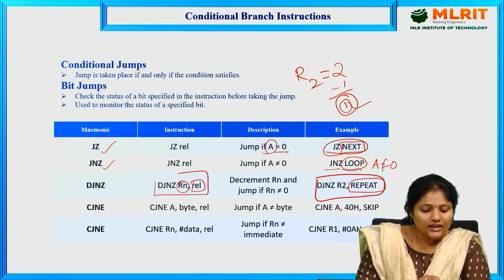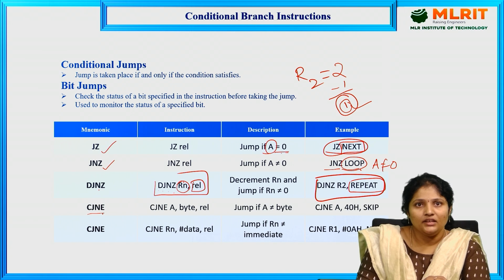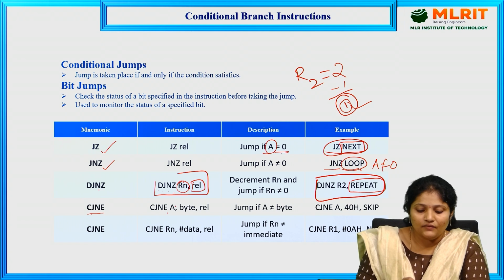The next one is CJNE. Here a compare operation will be performed: compare and jump if not equal. It will compare two operands. The first two operands specified are used for the comparison operation. Here the data in the accumulator is compared with the byte directly mentioned, 40H, so an address is mentioned.